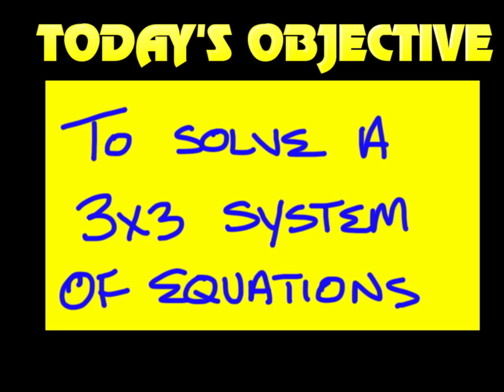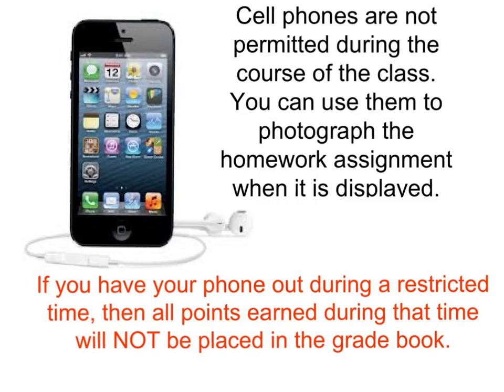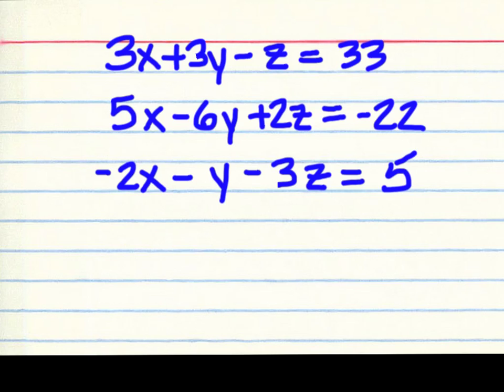To solve a 3 by 3 system of equations. That's why we practiced the 2 by 2s for a while. Here's the first example. That's the initial problem. So you're going to have an x, a y, and a z in each of these three equations. And your goal in this is to do the following.